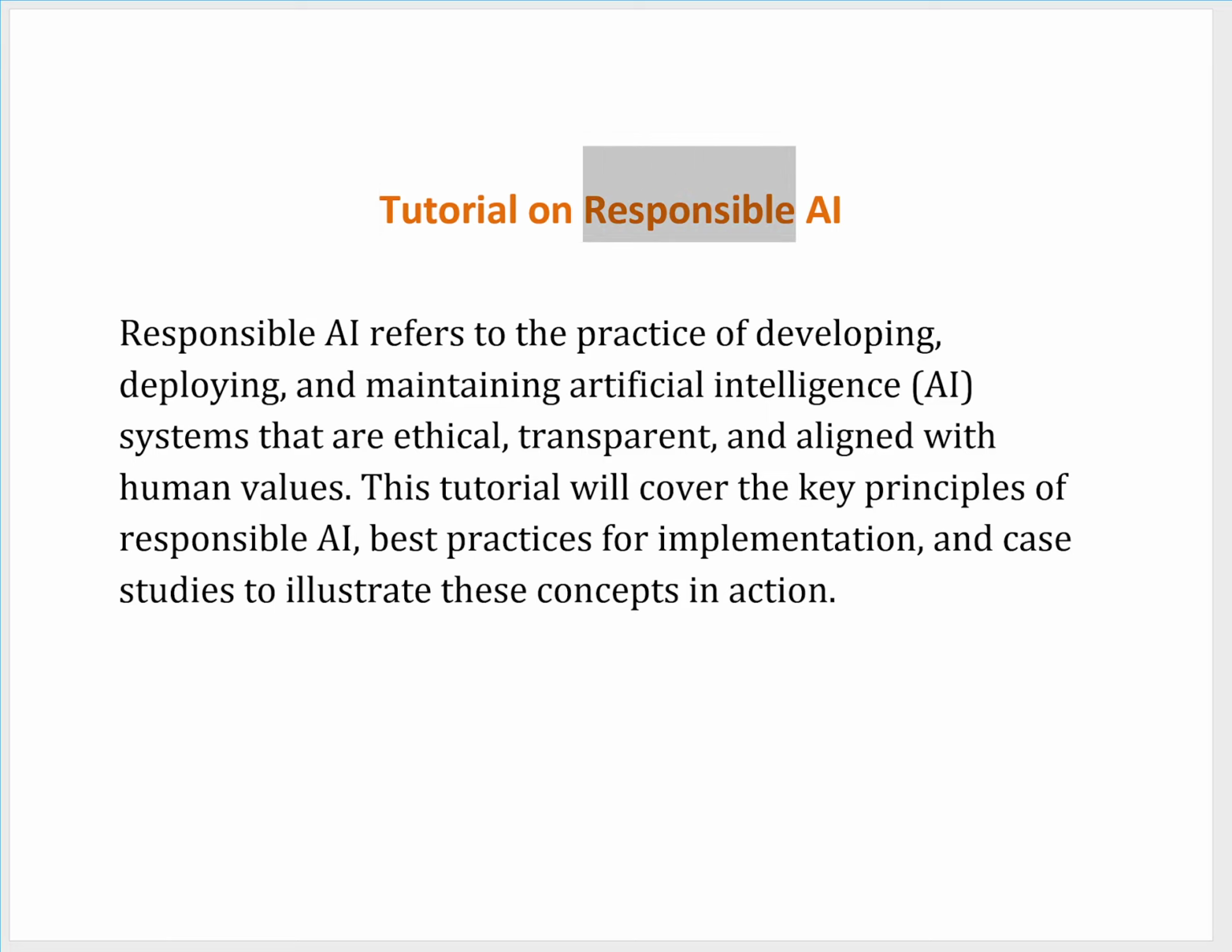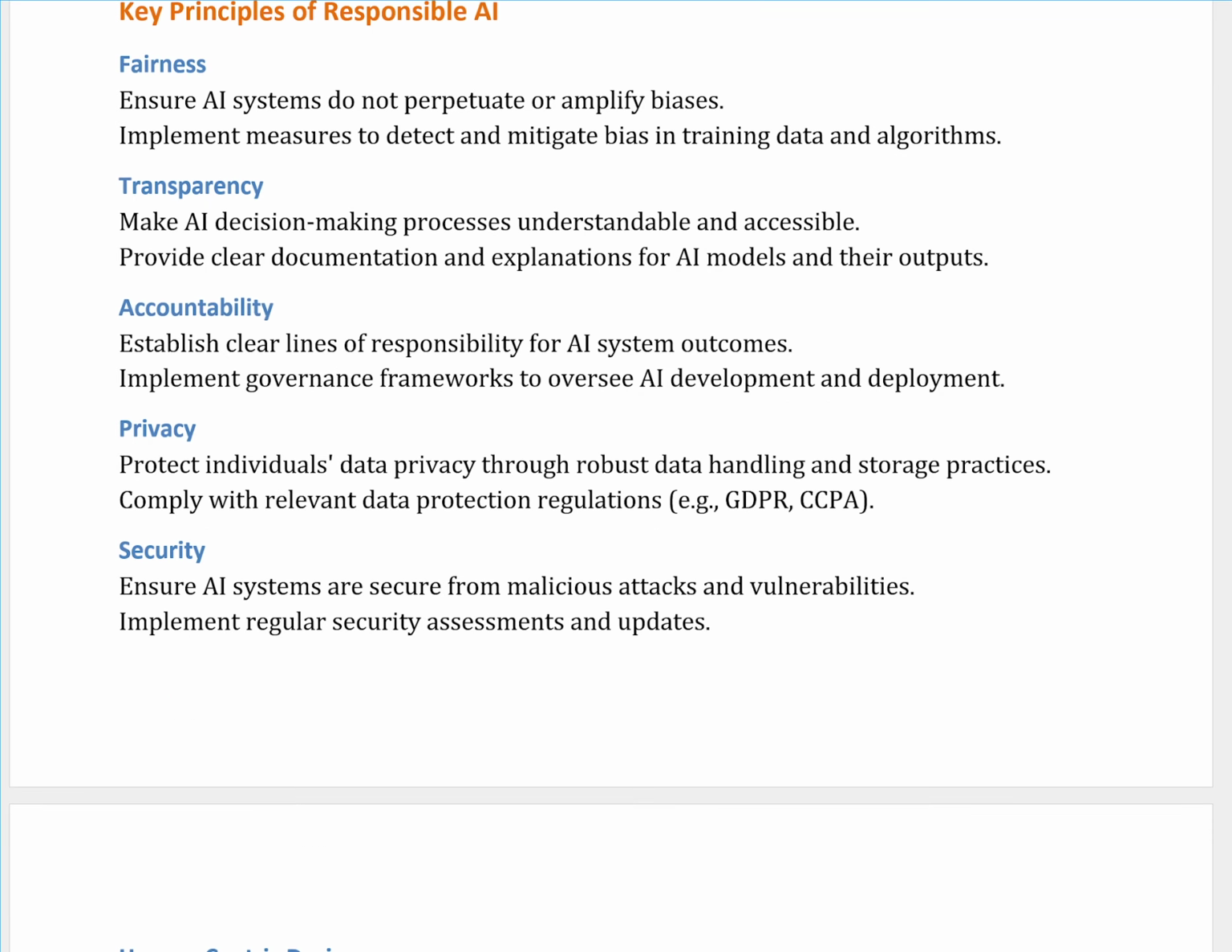Tutorial on Responsible AI. Responsible AI refers to the practice of developing, deploying, and maintaining artificial intelligence, AI, systems that are ethical, transparent, and aligned with human values. This tutorial will cover the key principles of responsible AI, best practices for implementation, and case studies to illustrate these concepts in action.